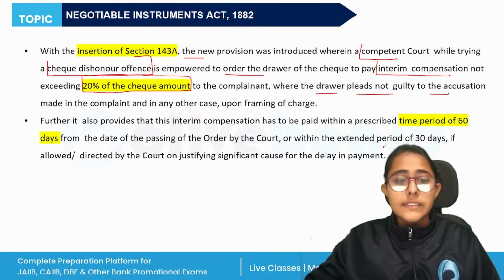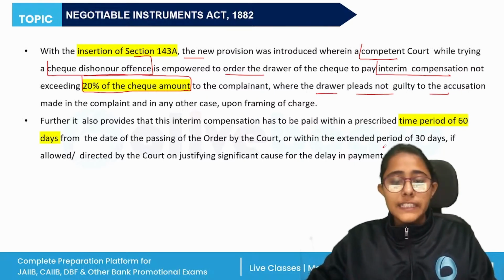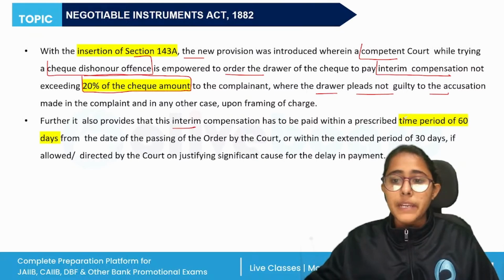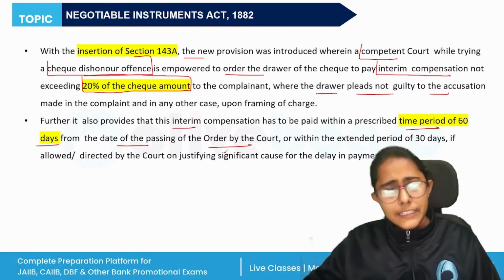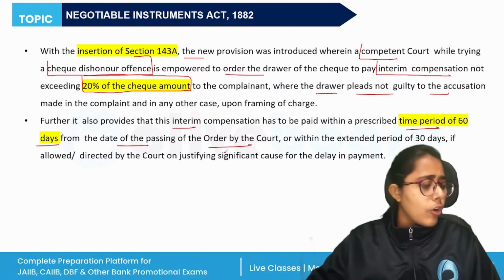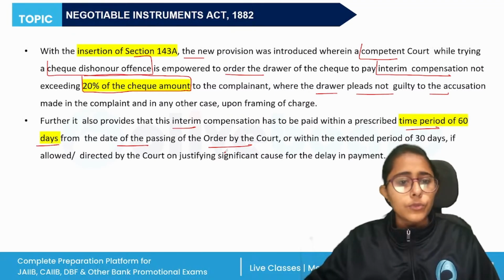This is given in section 143A. Further, it also states that this interim compensation has to be paid within a prescribed time period of 60 days from the date of passing of the order by the court, and then it can be extended to 30 days if significant cause for the delay has been provided to the court.